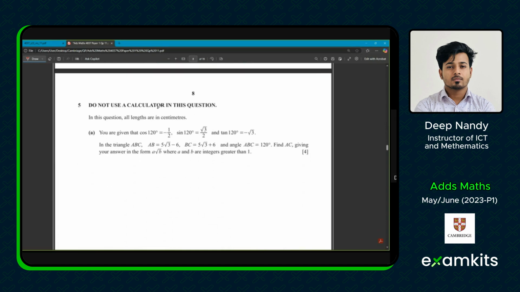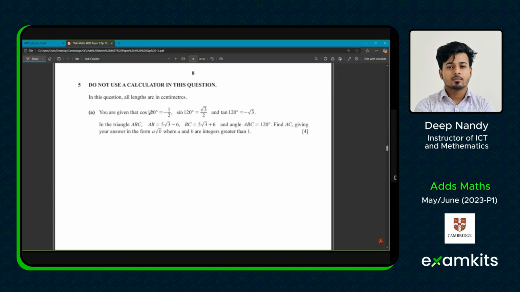Now, in question number 5, we are told not to use a calculator. In this question, all lengths are in centimeters. In part A, we are given that cos 120 equals minus 1 by 2, sine 120 equals root 3 by 2, and tan 120 equals minus root 3. In a triangle ABC, AB equals 5 root 3 minus 6, BC equals 5 root 3 plus 6, and angle ABC equals 120. Find AC, giving your answer in the form A root B, where A and B are integers greater than 1. So we cannot use a calculator here, but we need to solve it.